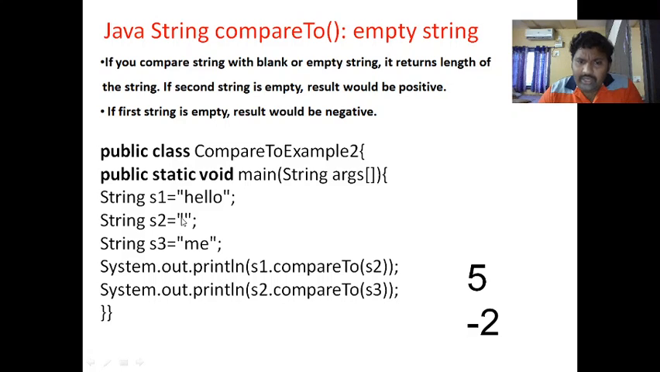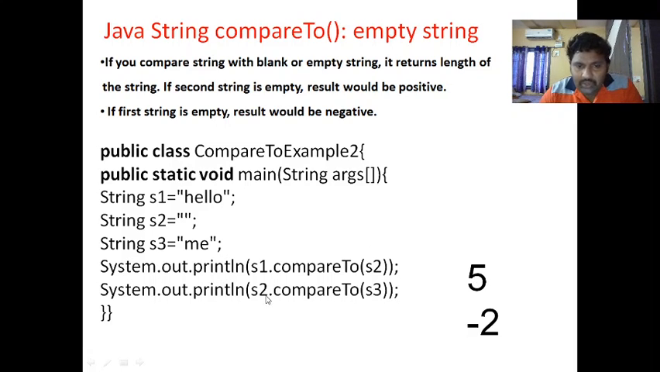Here s2 is the empty string. Whenever you compare a string with the empty string, the compareTo method is going to return the number of characters. How many characters are there? 1, 2, 3, 4, 5. The number of characters is 5, so it is showing 5 only.